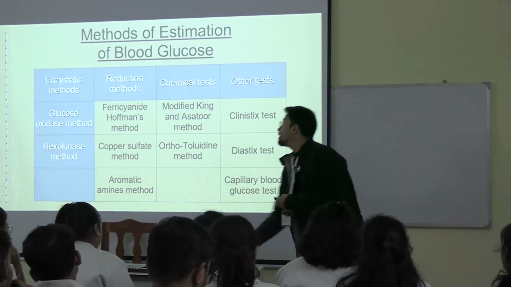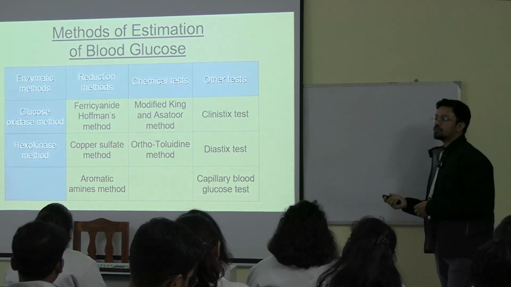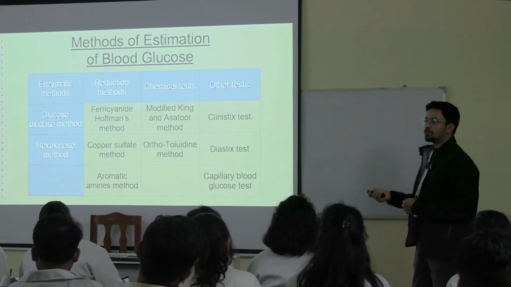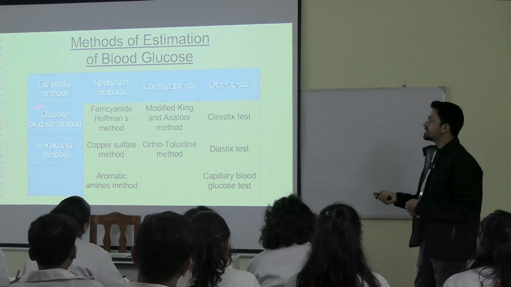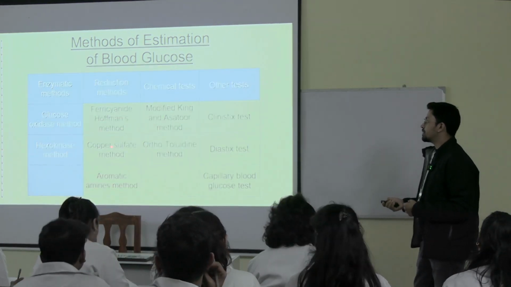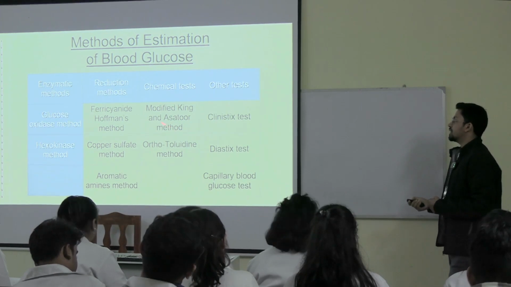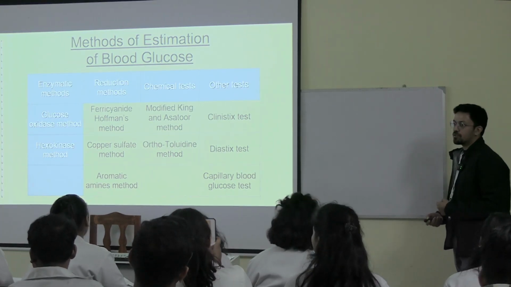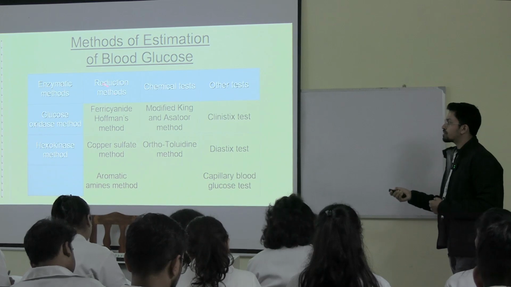That's all. Now there are various methods of estimating glucose. One is the enzymatic method, that is the most important method, and that is what we are doing over here as well. That is the glucose oxidase method, also known as the glucose oxidase peroxidase method. And then the hexokinase method. These two are the enzymatic methods. Like that, reduction methods are also there, like ferricyanide Hoffman's method, copper sulfate method, and aromatic amines method. Chemical tests are there like modified King-Asatur method and orthotoluidine method. And other tests like Clinistix, Diastix, and the capillary blood glucose test. These are the types, and these are the examples of those types.